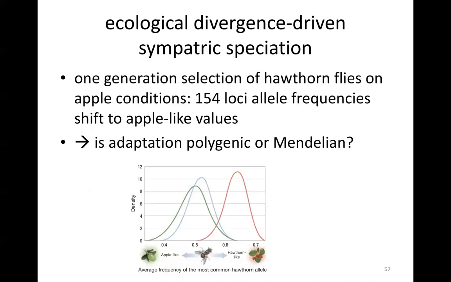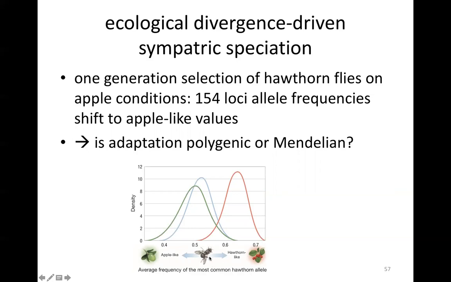And the book describes this interesting experiment with hawthorn-like flies subjected to selection in an apple environment. So just for one generation, and they sequenced the genomes of these guys and compared them.